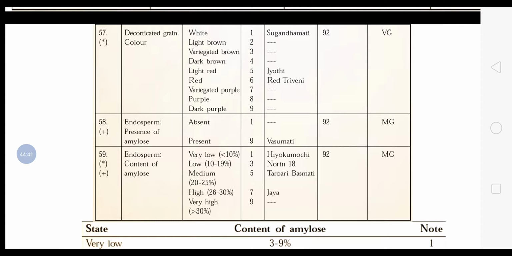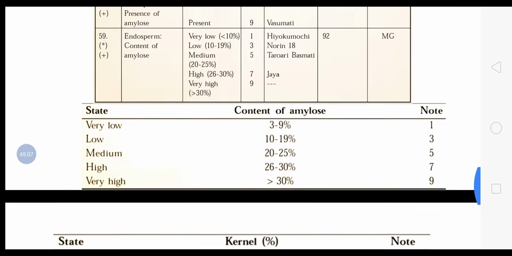The low amylose content is 10 to 19%, scored as 3. Example is Norin 18. Medium is 20 to 25%, that is scored as 5, and example is Taraori Basmati. High is 26 to 30%, 7 score is given here, and example is Jaya. Very high is more than 30%, given as 9, and many of the Basmati rice fall under this category.